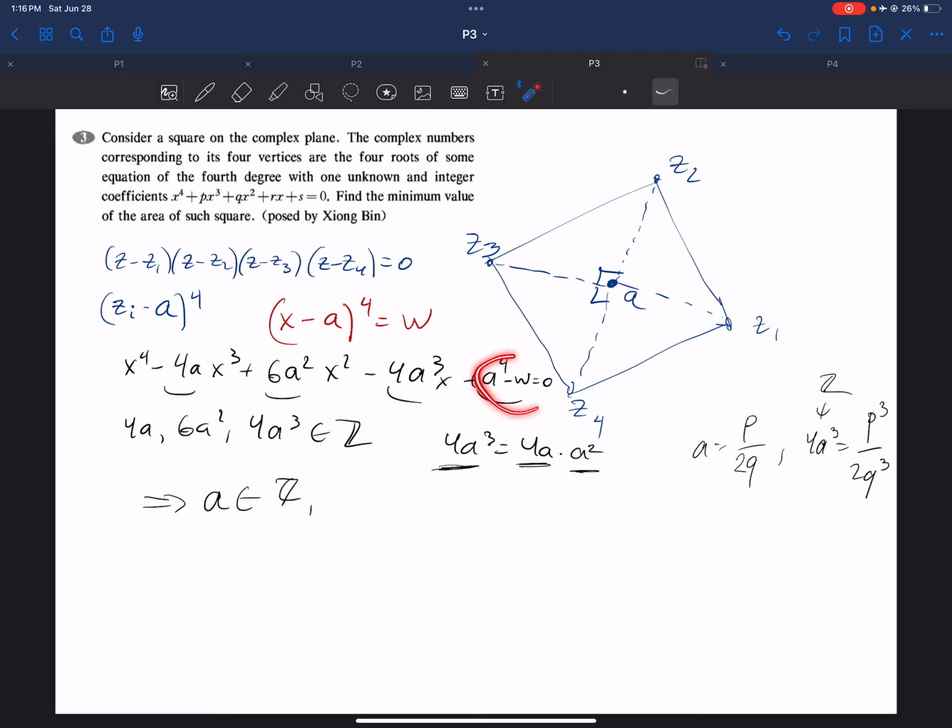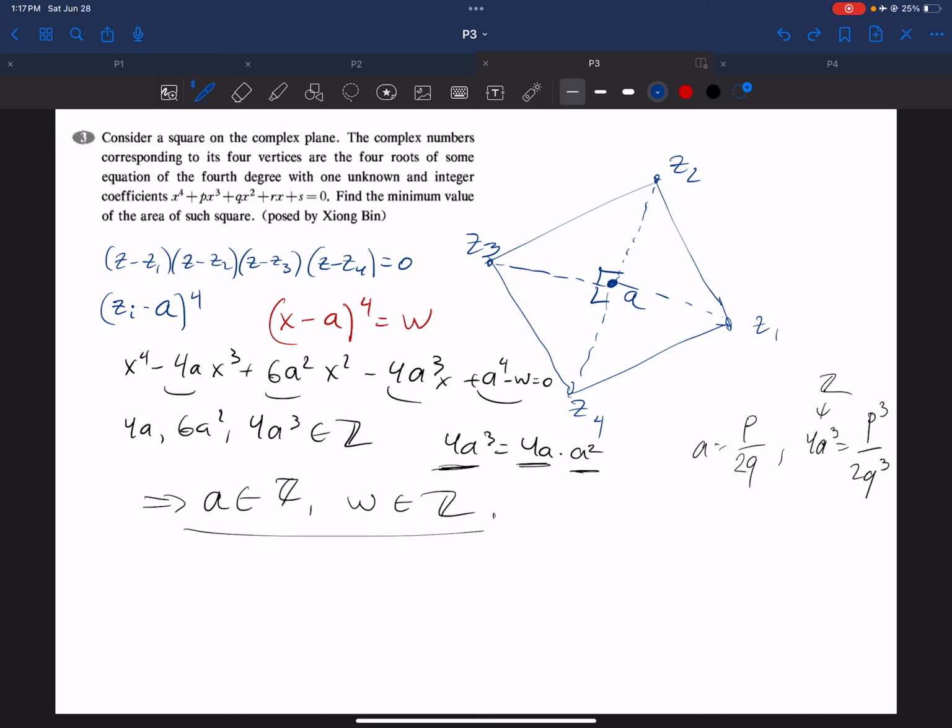But then looking at this part, we see that also w is an integer. So we simply have an equation of the form, well, we already have the equation written here. This equation where a and w are integers. Well, now let's actually simply shift. We can shift this equation to the origin such that a is 0. It's an integer shift, so it's not going to affect much.